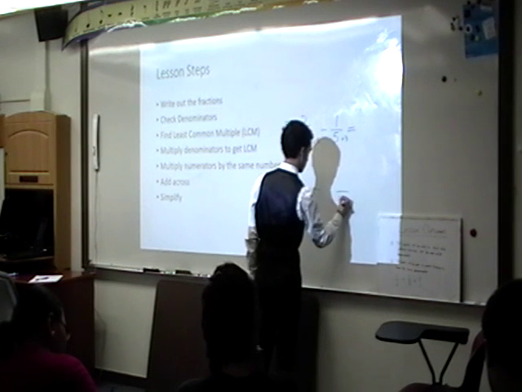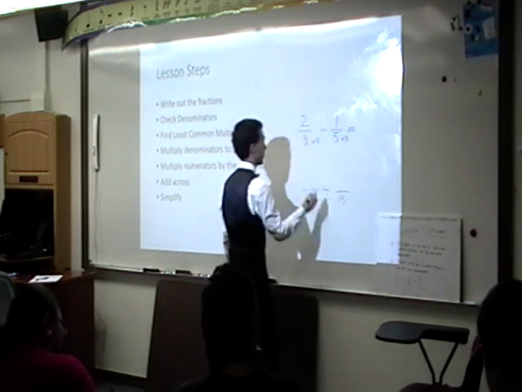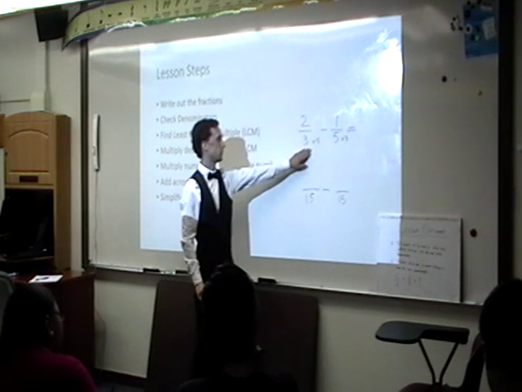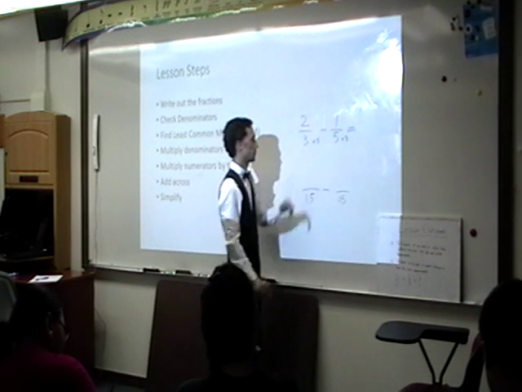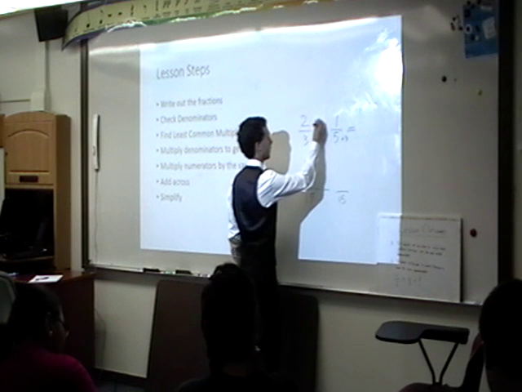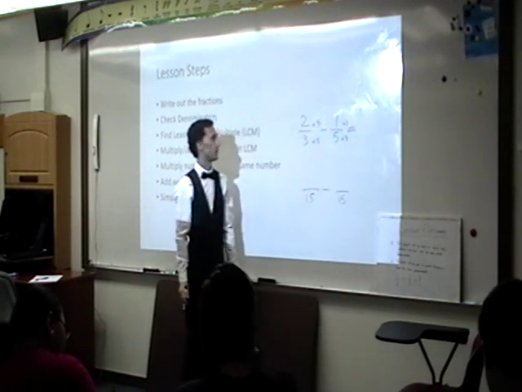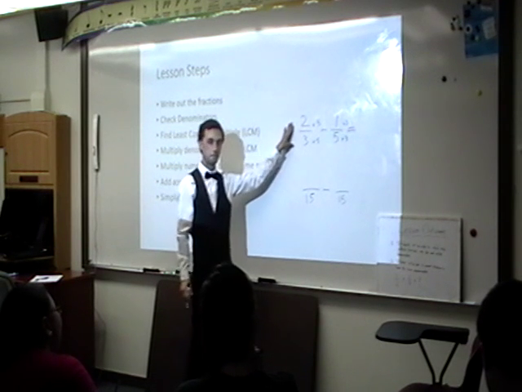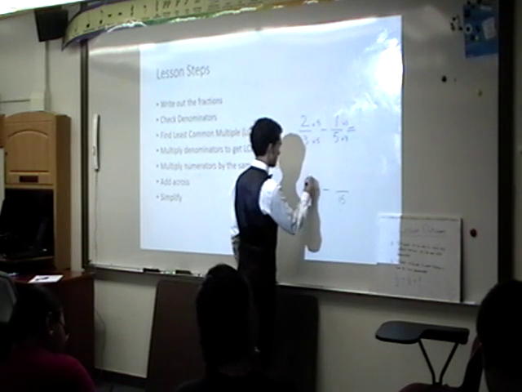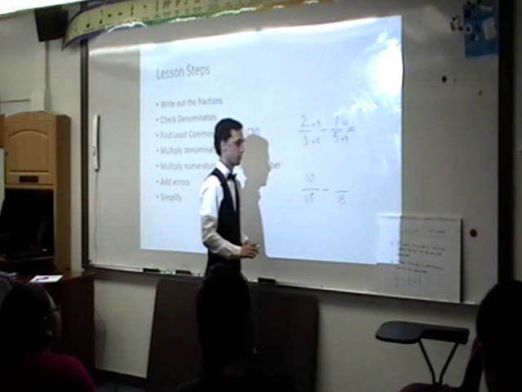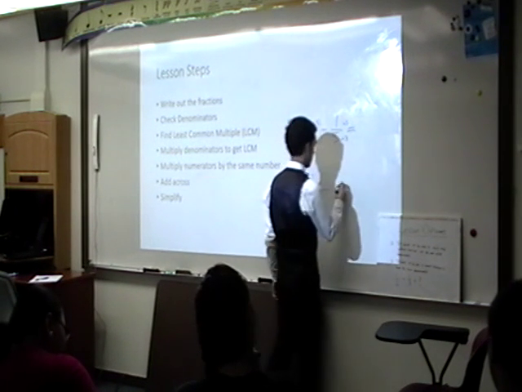So we take this, multiply it by 5, take this, multiply it by 3, and we get 15. So then we multiply these two by the same number. What is 2 times 5? 10. And what is 1 times 3? 3. Alright.